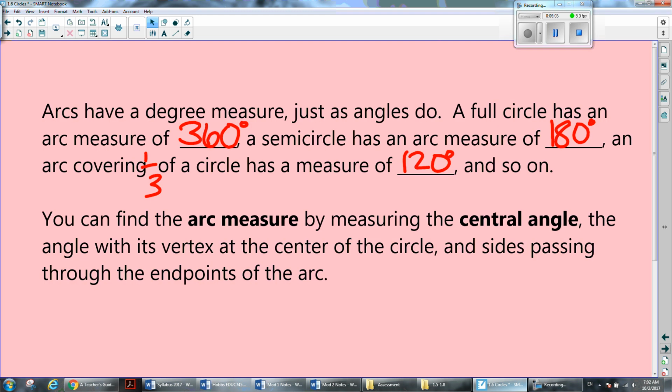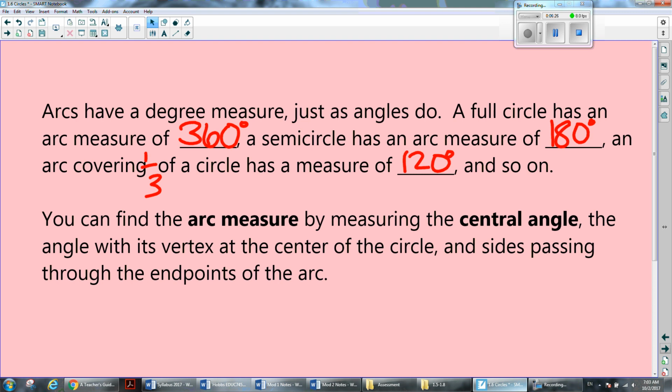Okay, so those arcs have a degree measure, just like angles do. So first, a full circle has an arc measure of 360 degrees. A semicircle, since that's half, would have an arc measure of 180 degrees. If it was an arc covering 1/3 of the circle, right? Think of those clock problems. It has a measure of 120 degrees, and so on.